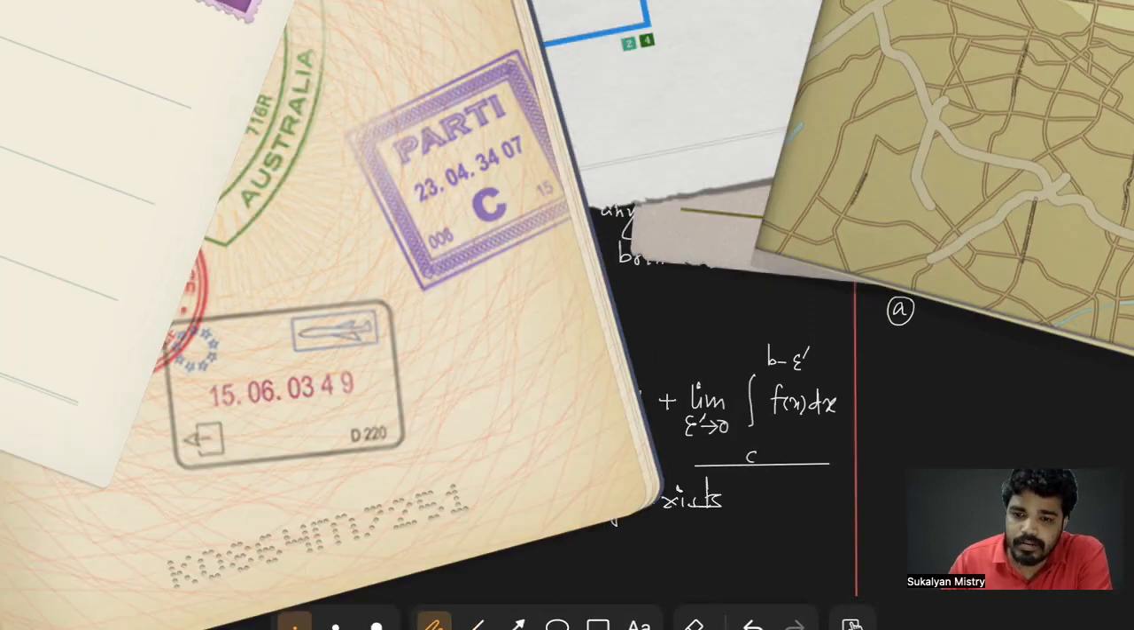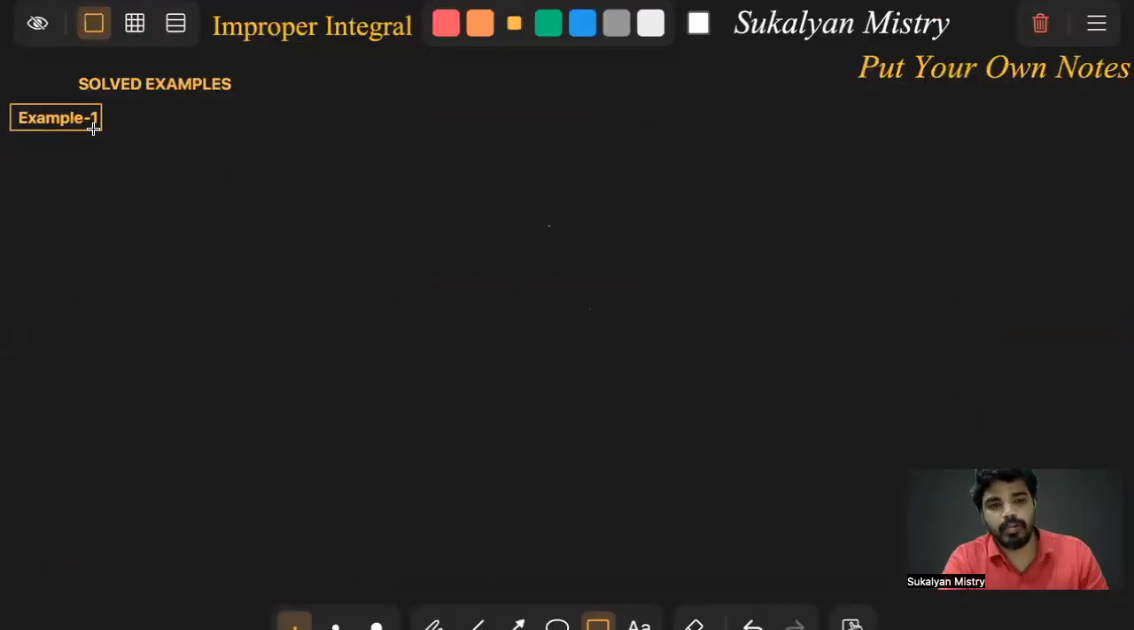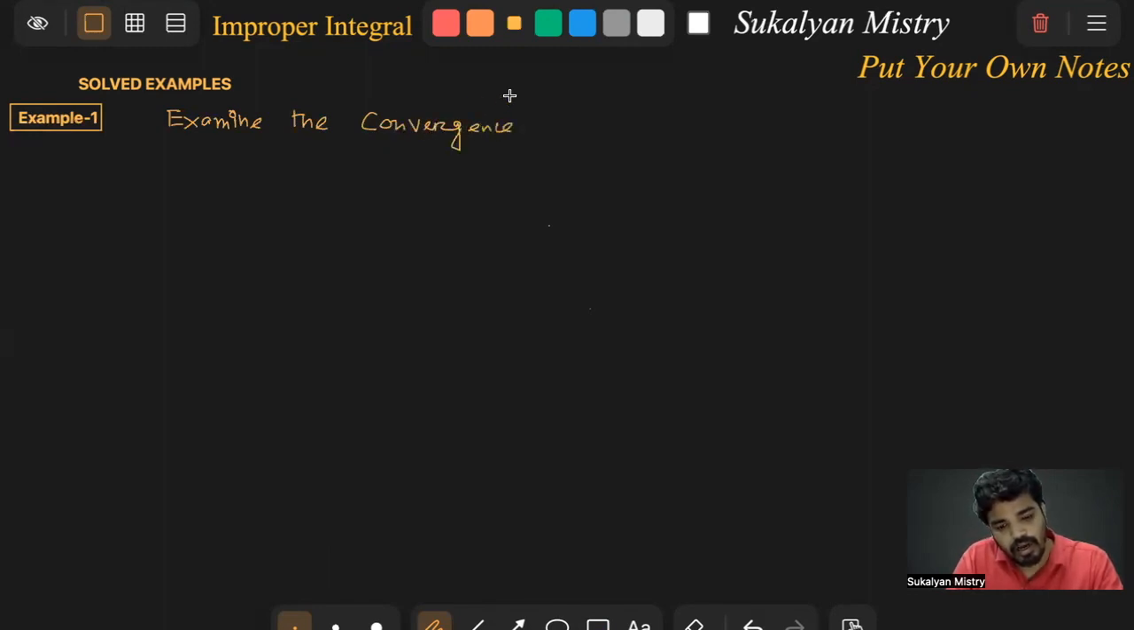Okay, clear? So now we consider an example. Example 1. Examine the convergence of the integral, integration 0 to 2, dx divided by x into 2 minus x.